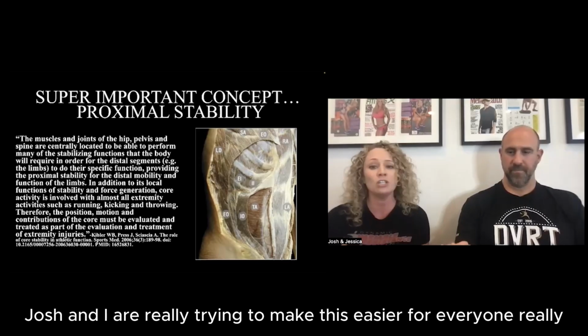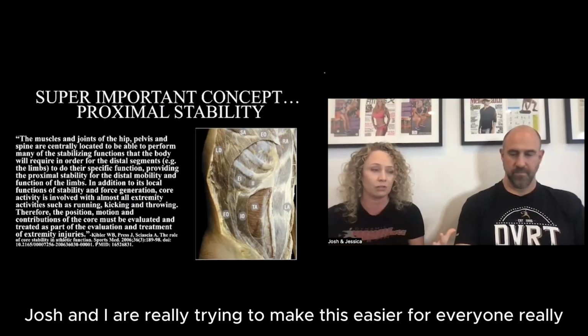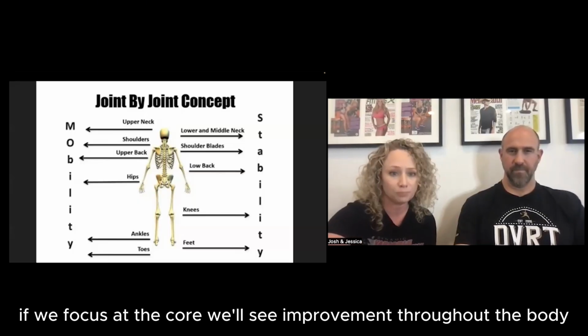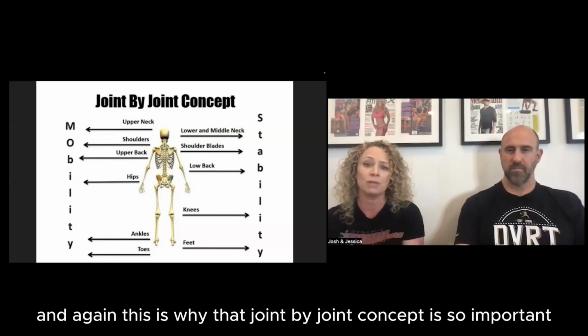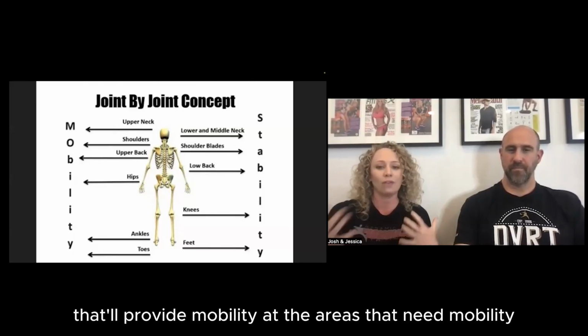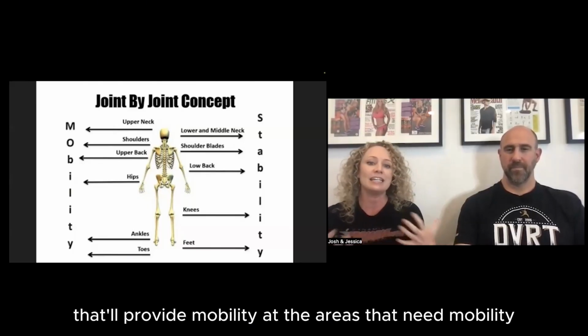And understand, Josh and I are really trying to make this easier for everyone. Really, if we focus at the core, we'll see improvement throughout the body. And again, this is why the joint-by-joint concept is so important. We want to have stability where we need stability. That'll provide mobility at the areas that need mobility.